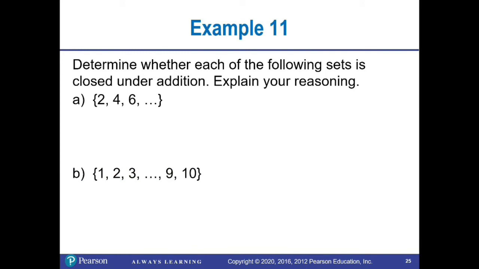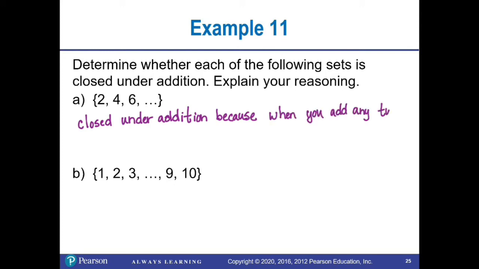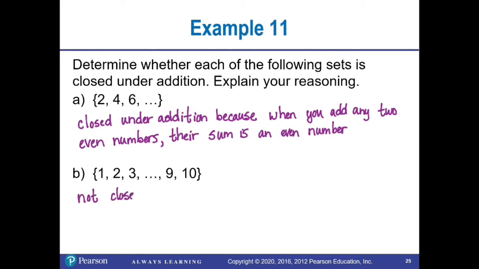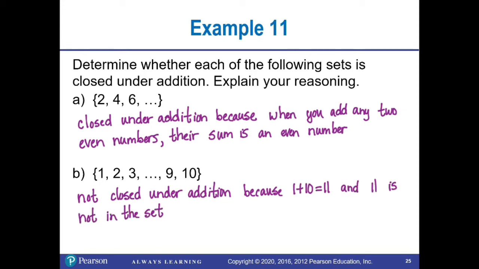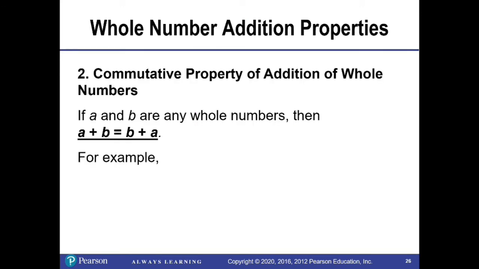We want to know if each of the following are closed under addition. As I look at set A, I notice that all of these are even numbers. This one is closed under addition, because when we add 2 even numbers together, the sum is still an even number, so it's in that set. Part B is not closed under addition. In this case, when I add 1 plus 10, I get 11, and 11 is not part of our set.